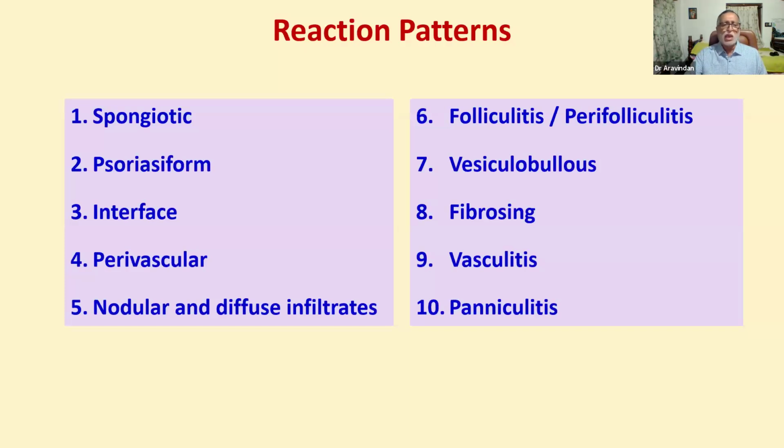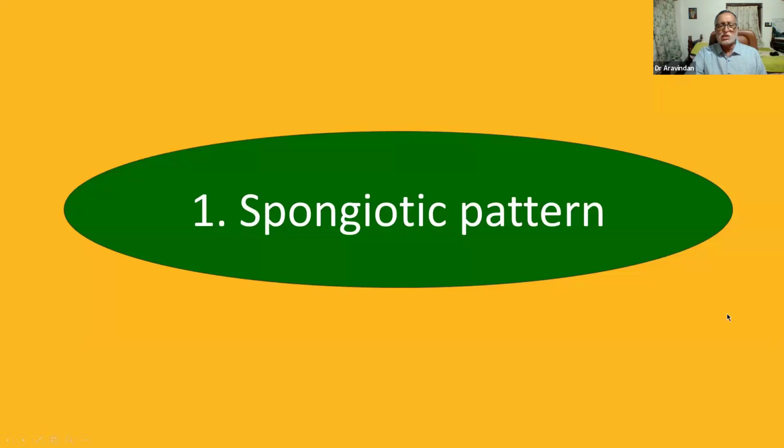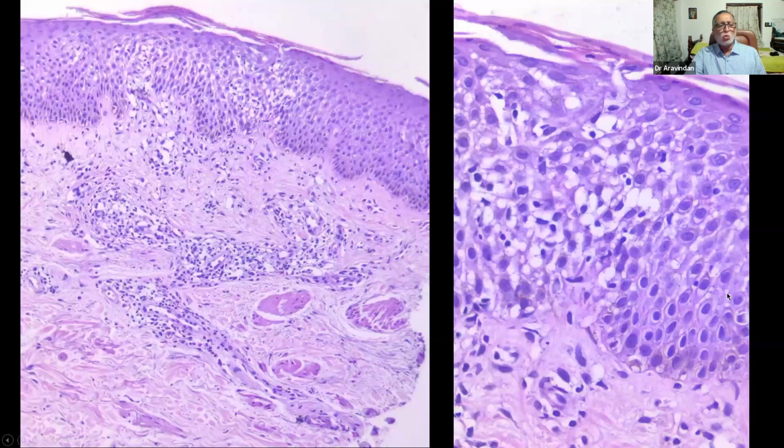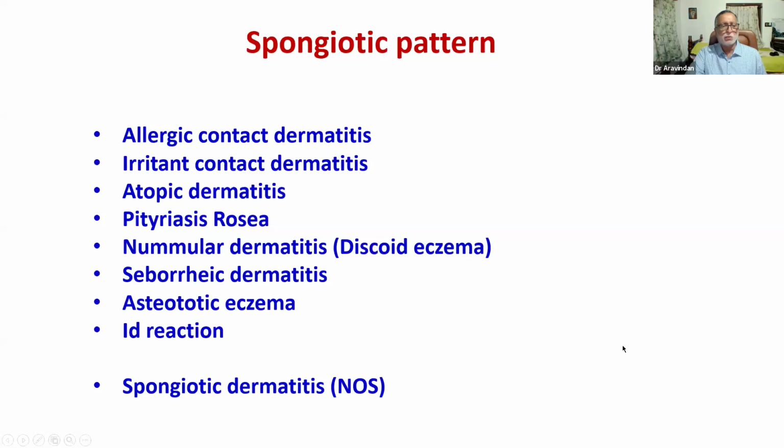There are 10 reaction patterns. First, the spongiotic pattern. All of you can appreciate that this is spongiosis. This is edema in the epidermis, and intercellular edema separates out the cells. Frequently, you find a few lymphocytes in that area. That is called exocytosis. And there may be inflammation in the dermis.